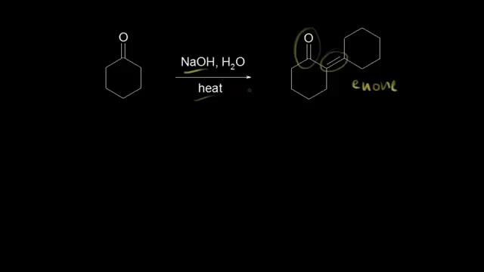So let's think about what would happen, right? So we have our ketone, and we have 2 alpha carbons, which are symmetrical, so it doesn't really matter which one we take a proton from. So I'm just going to say take a proton from this one. All right, so we take a proton from here to form our enolate anion, and once again I'm going to form the carbanion just to make things simpler.